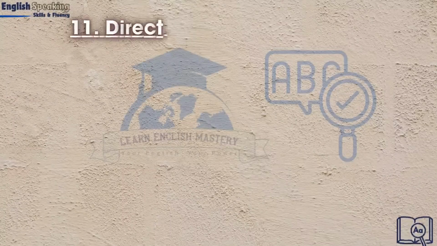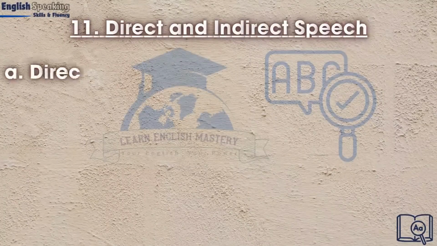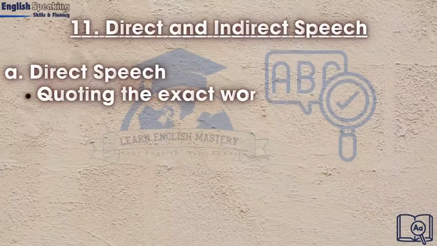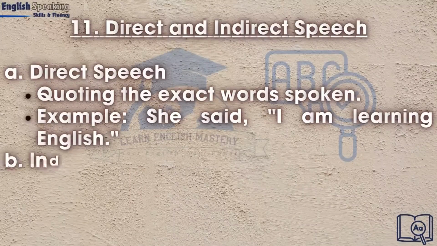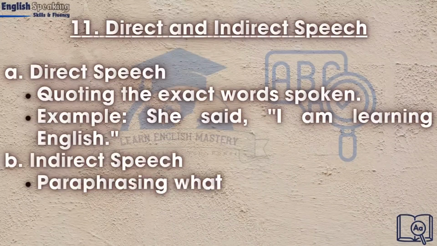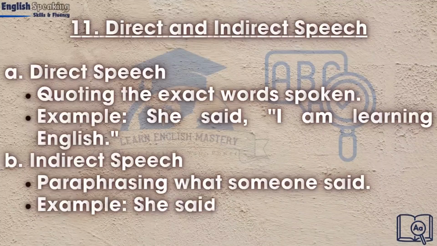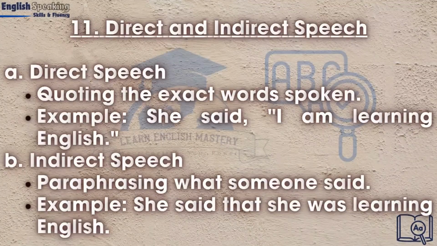11. Direct and indirect speech. A. Direct speech: quoting the exact words spoken. Example: she said, "I am learning English." B. Indirect speech: paraphrasing what someone said. Example: she said that she was learning English.